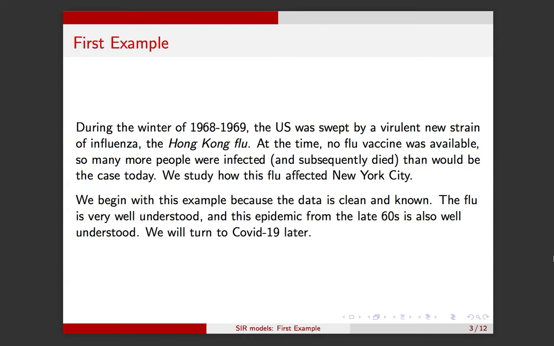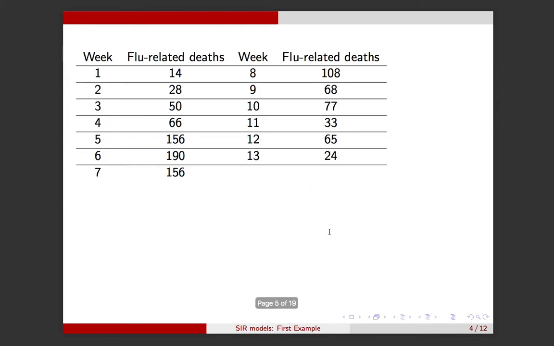I'm starting with this old example, this sort of, you might think, obsolete example, because the data is so clean and so known. This outbreak of the flu is extremely well understood. So we're starting with the most well understood example that we can. We will turn to COVID-19 later, but we're not going to attempt to model that on our first stab here because there's so much that's unknown with the COVID-19 outbreak, right? The data is a mess, and there's very little that's known about it relative to old strains of the flu. But anyway, we'll talk about COVID-19 later.